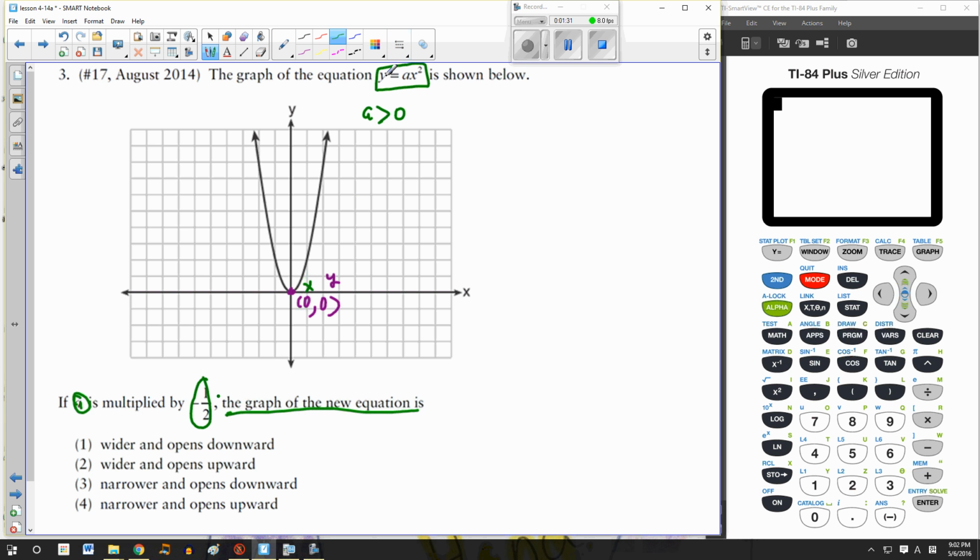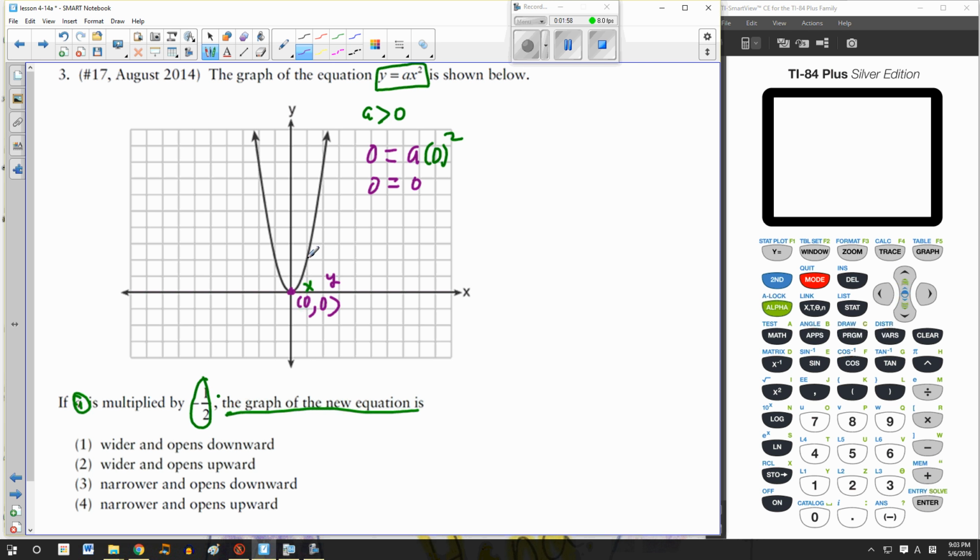So if you plug it in, 0 equals a times x, which is 0, so we just get 0 equals 0. Oh, there's no way to find a. So you have to find a different point that won't give you 0.